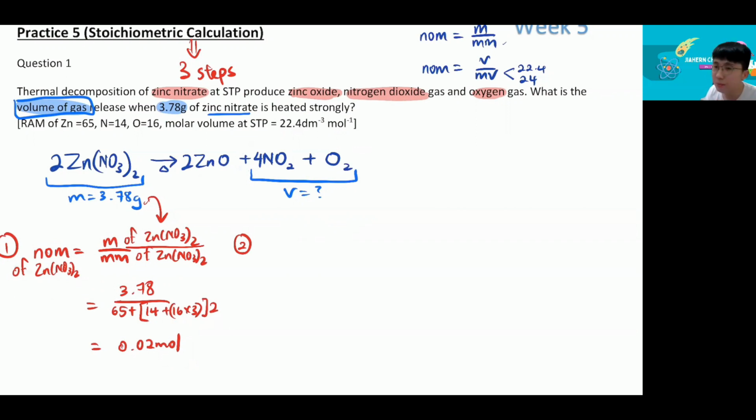Okay, now. So what do you mean by compare what you have and compare what you want? Let's see. So what do you have? What's the number of mole do you have? Number of mole of who? The number of mole of your zinc nitrate.